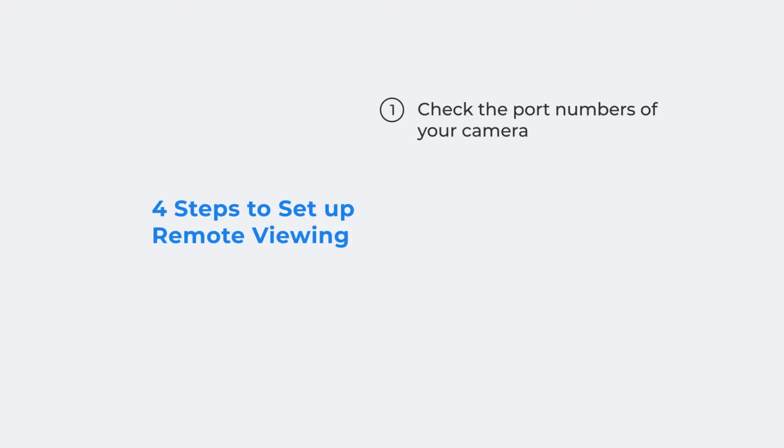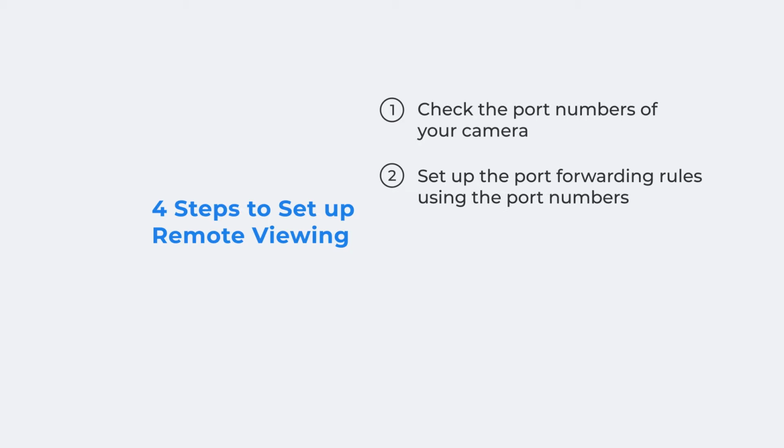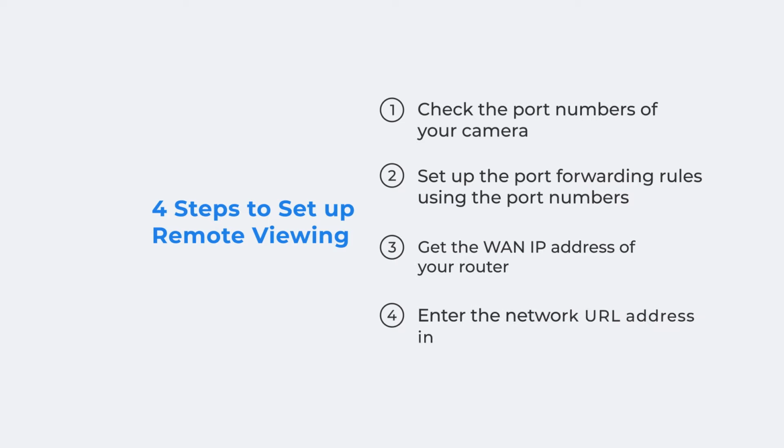Check the port numbers of your camera. Set up the port forwarding rules using the port numbers. Get the WAN IP address of your router. And lastly, enter the network URL address in the web browser.